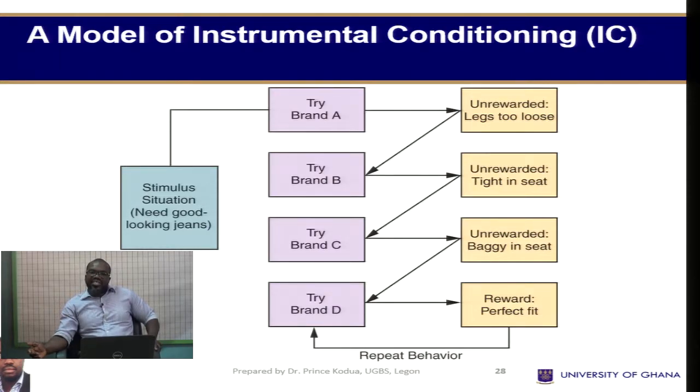Tries brand C. This one is too baggy. A goal-oriented consumer will go on with the process. Tries brand D. This time, he finds one that is perfect. So we are saying that not only does learning happen by means of association and repetition, but learning also takes place by means of trial and error, depending on the outcome. We can talk of positive and negative reinforcement. I've explained this previously.